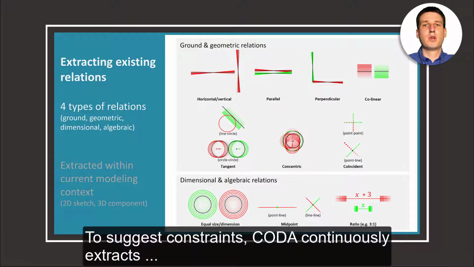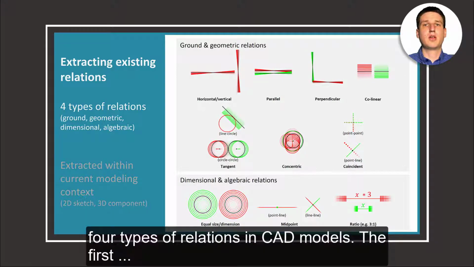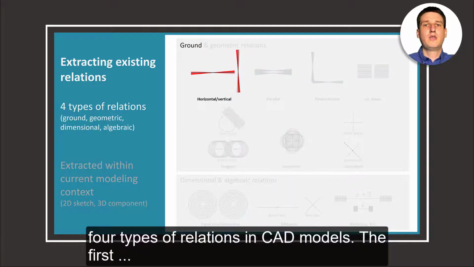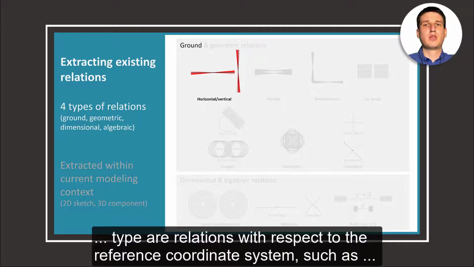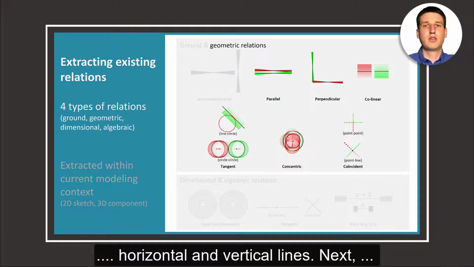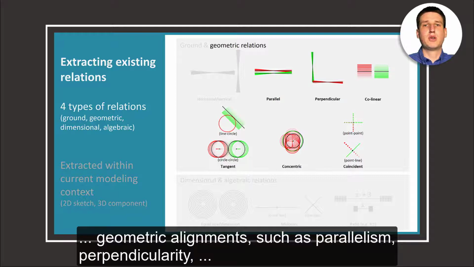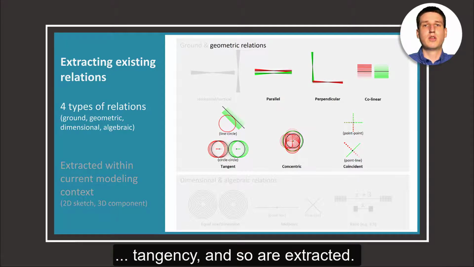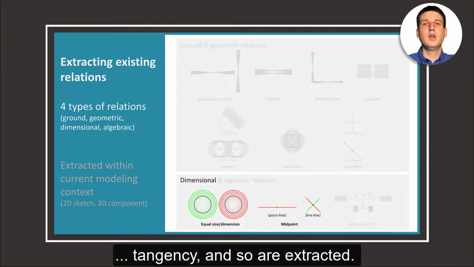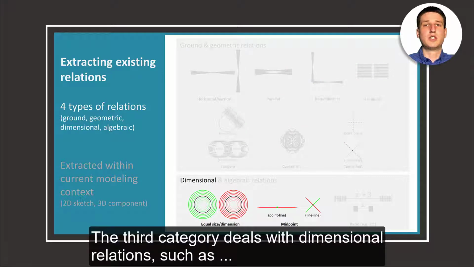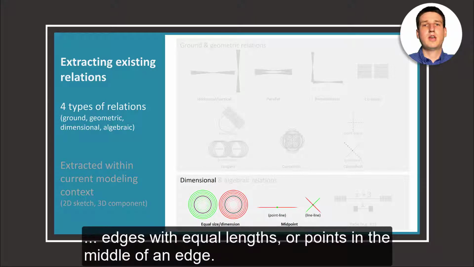To suggest constraints, CODA continuously extracts 4 types of relations in CAD models. The first type are relations with respect to the reference coordinate system, such as horizontal and vertical lines. Next, geometric alignments such as parallelism, perpendicularity, tangency, and so on are extracted. The third category deals with dimensional relations, such as edges with equal lengths or points in the middle of an edge.